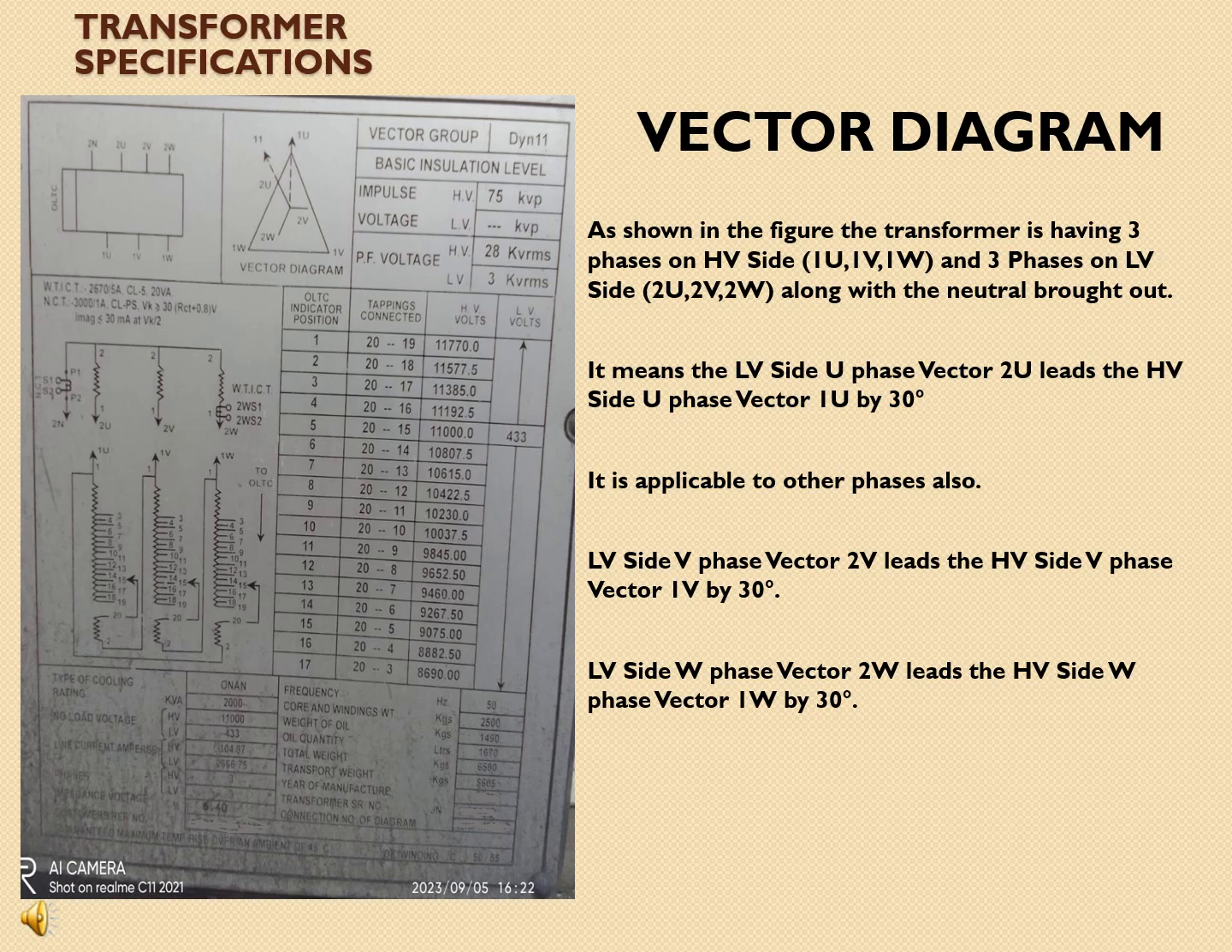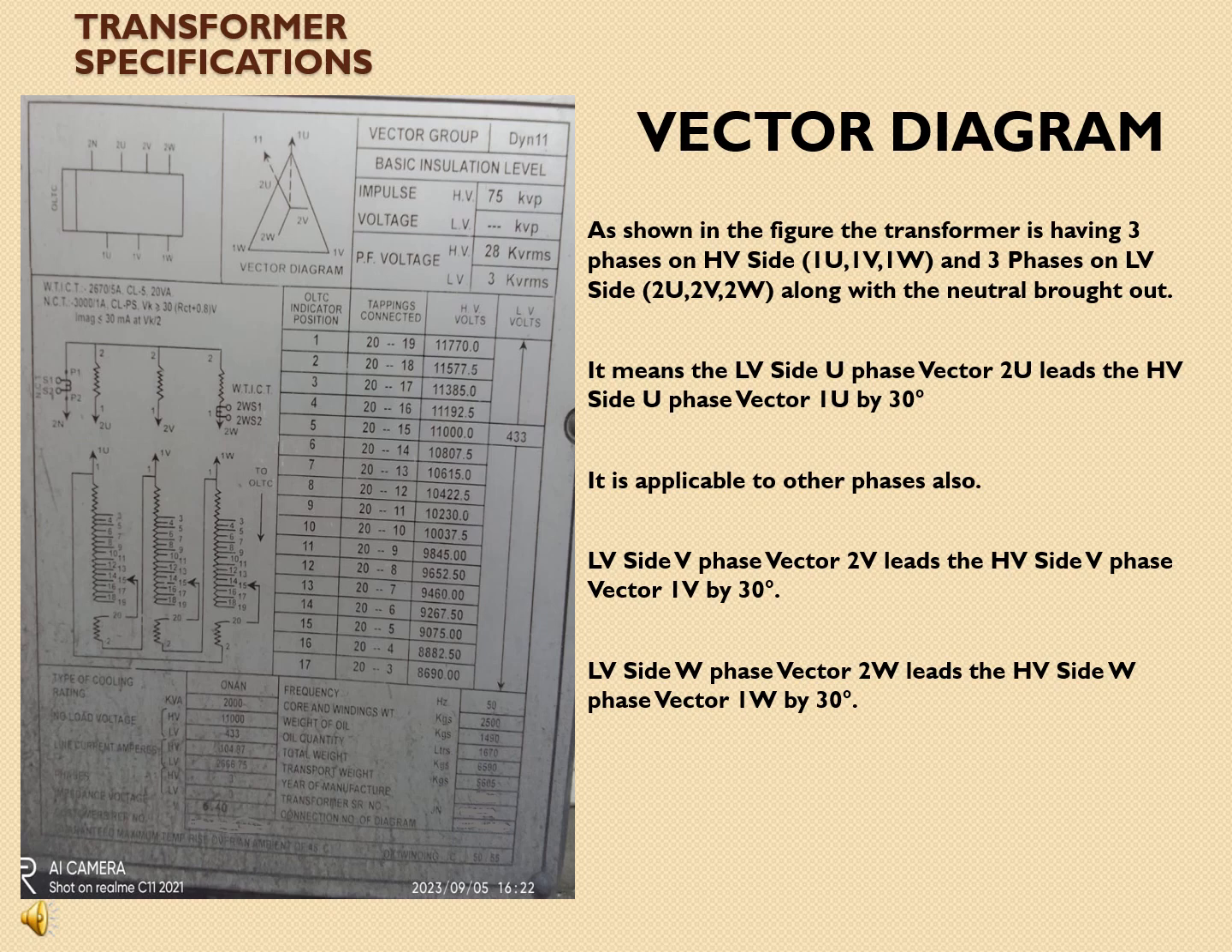Now we will discuss the vector diagram. Please look at the figure mentioned in the transformer specification. In the transformer, we have two sides, the HV side and the LV side. In the HV side, there are three phases named 1U, 1V and 1W. In the LV side also, we have three phases, 2U, 2V and 2W. And the neutral is brought out to the system as per DYN11.